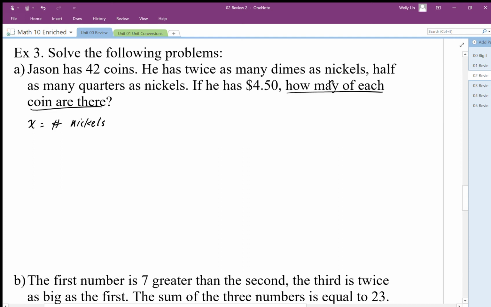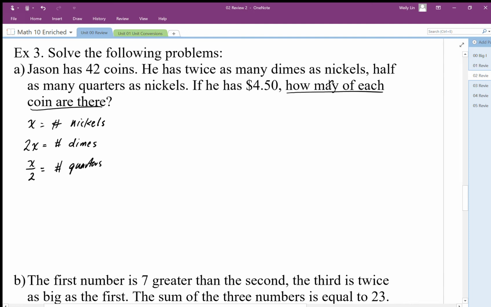I can use different variables for dimes and quarters, but since dimes are being compared to nickels, and it says I have twice as many dimes as nickels, I can say that 2x represents the number of dimes. Then it says I have half as many quarters as nickels. Again, it's being compared to nickels, so if I take the nickels and divide them by 2, I have the number of quarters.